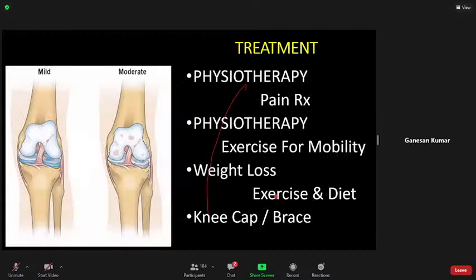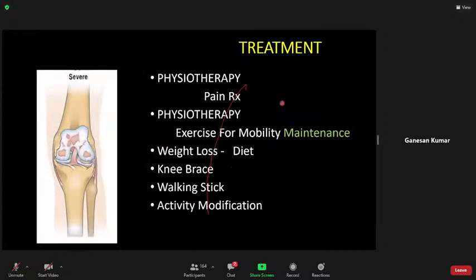So when you have a patient with mild to moderate OA, the recommended treatment for physiotherapy will be pain relief, exercise to maintain mobility, weight loss, and you can probably use a kneecap or a brace. Now, for people with severe osteoarthritis, you can try some pain modalities. Try to maintain the mobility as much as possible. Stick to a very good diet program. Give them a walking stick if required, and make activity modifications as much as possible.